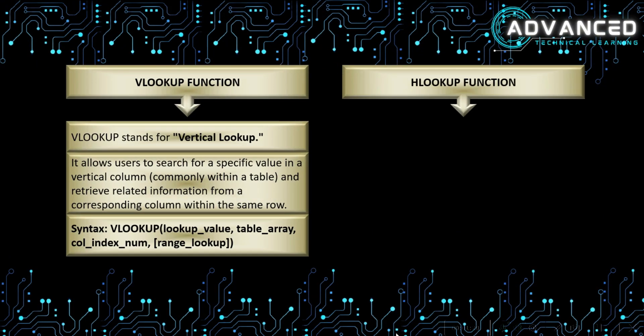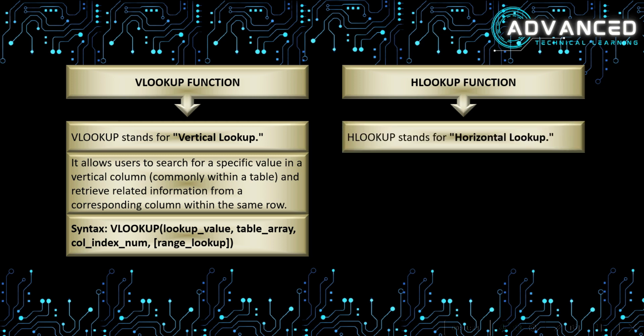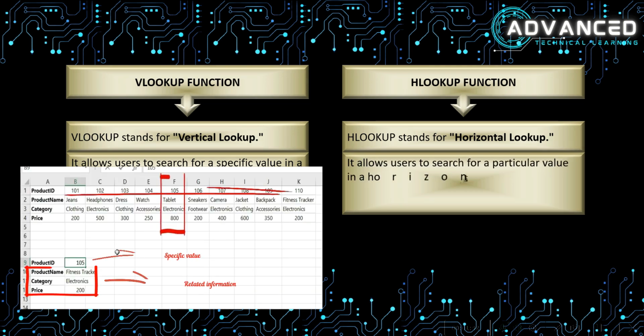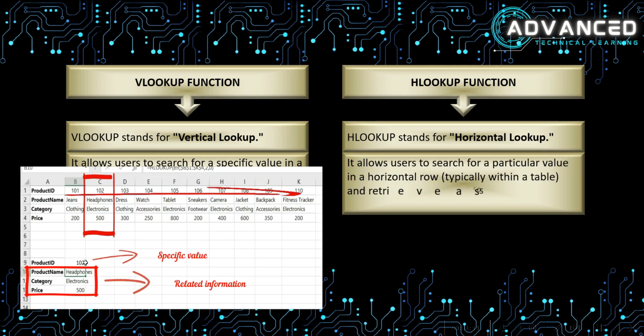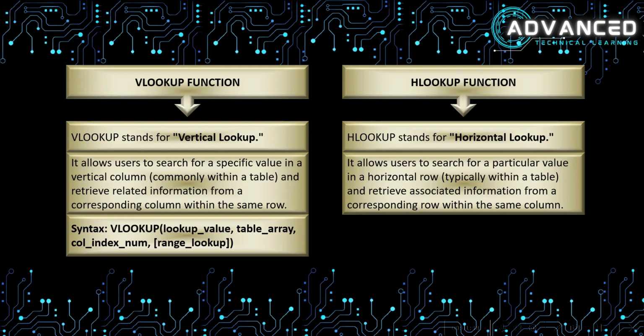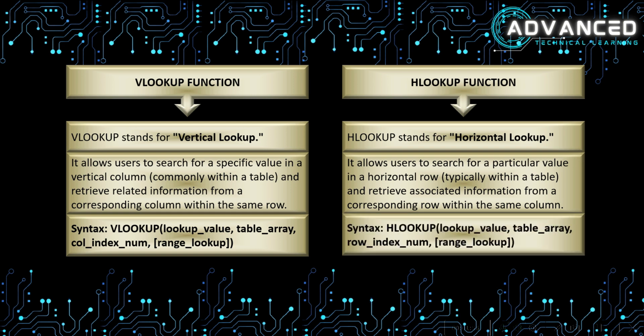So let's see what is the HLOOKUP function. HLOOKUP stands for horizontal lookup. It allows users to search for a particular value in a horizontal row and retrieve the associated information from a corresponding row within the same column. Here is the syntax for the HLOOKUP function.